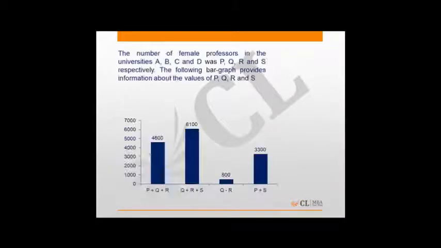To solve this, first of all, what we'll do, we'll prepare a table. In the table, I'll write the university's name in the rows A, B, C, and D, and here I'll write the percentage given in the charts, and here I'll write the exact number of male and female professors. This will be male, this will be female, this will be again male, this will be again female.